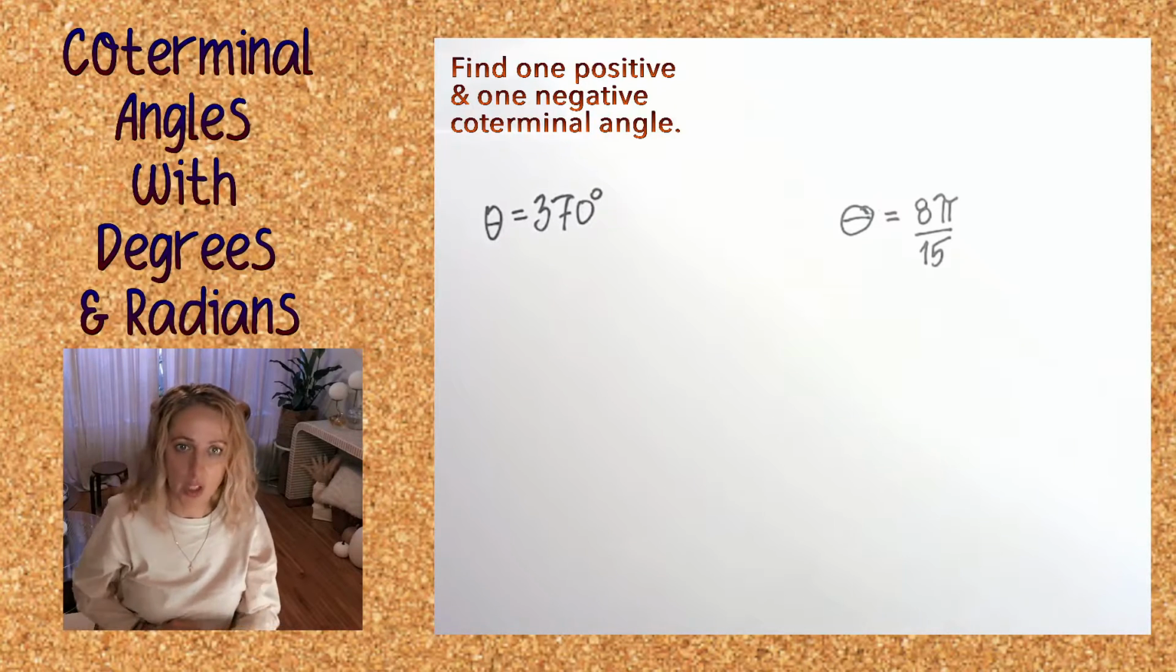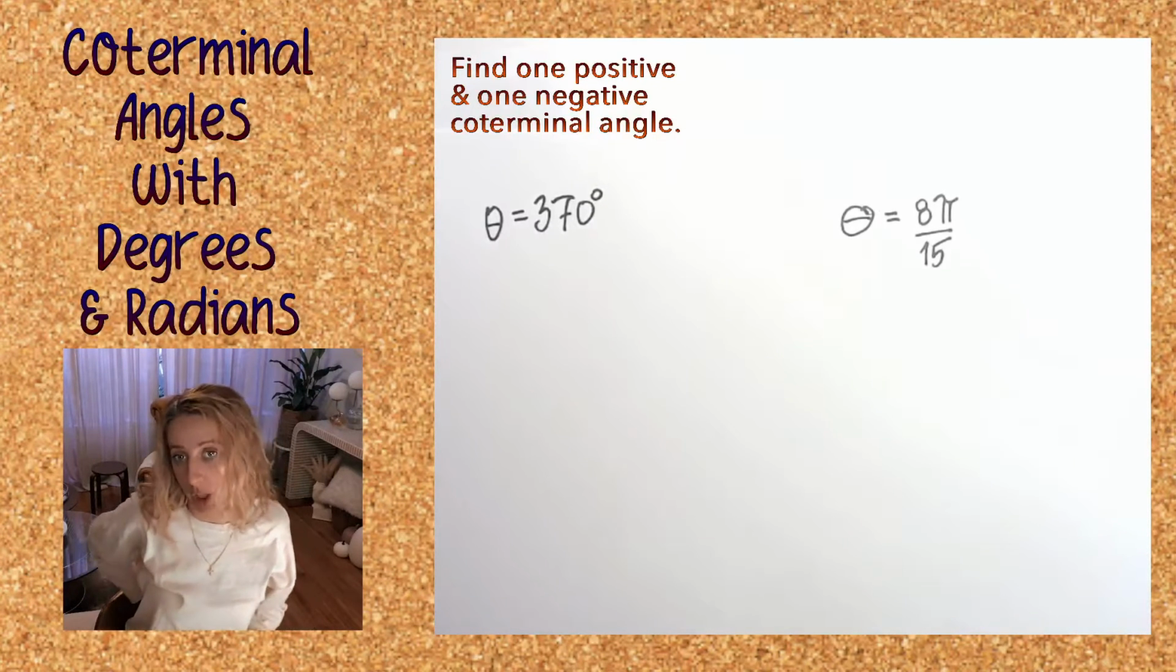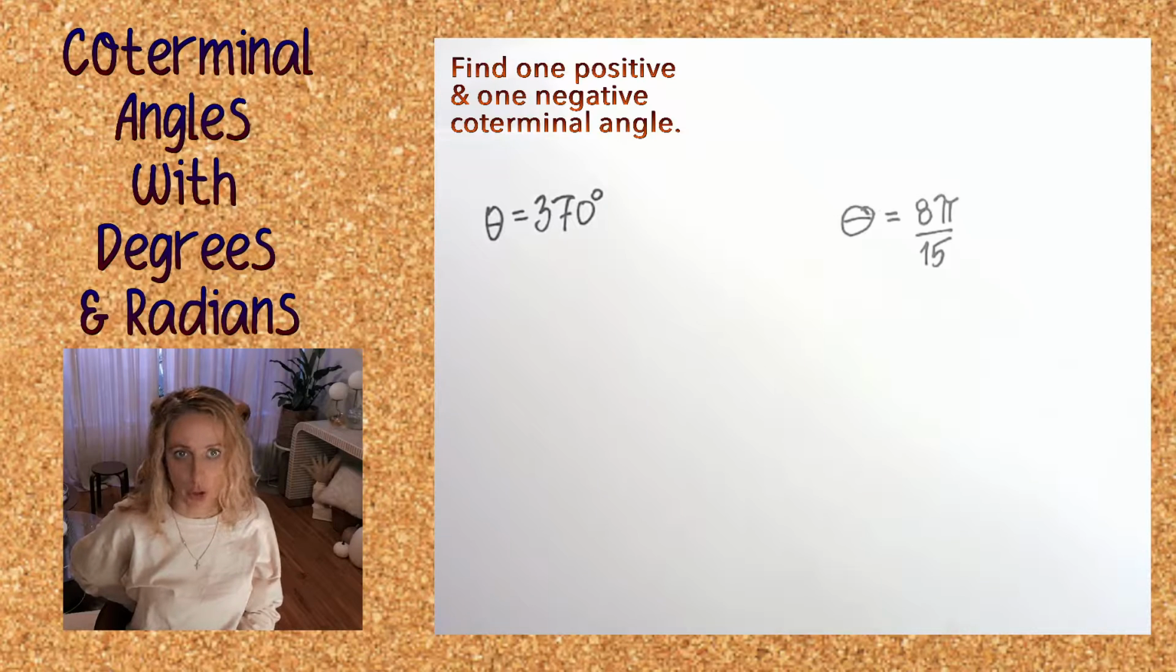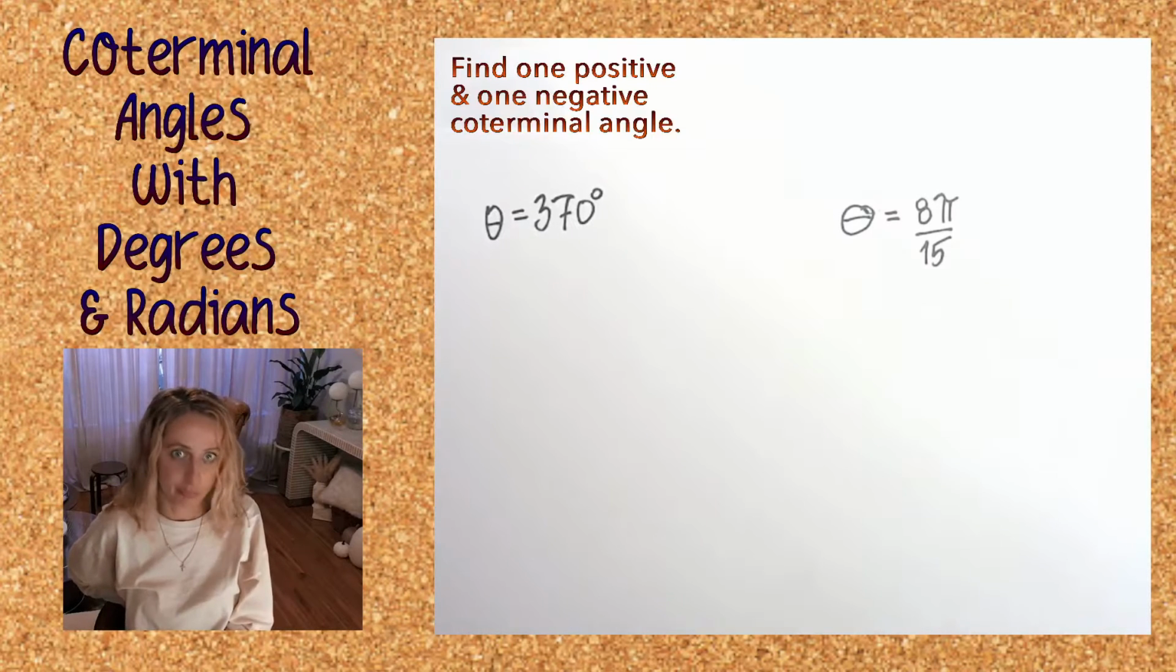Hey everybody, in this video we are going to go over coterminal angles using degrees and with radians. The directions are to find one positive and one negative coterminal angle. First of all, you should know what a coterminal angle is.